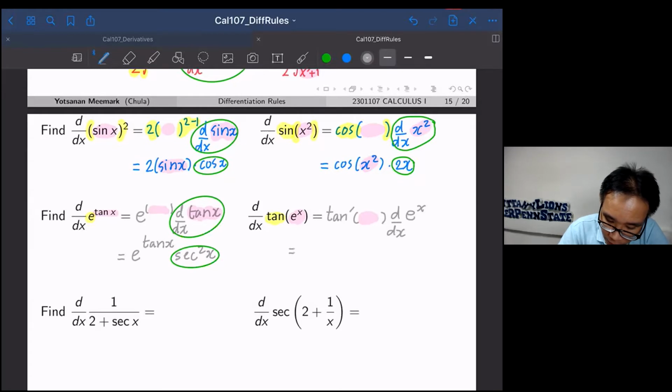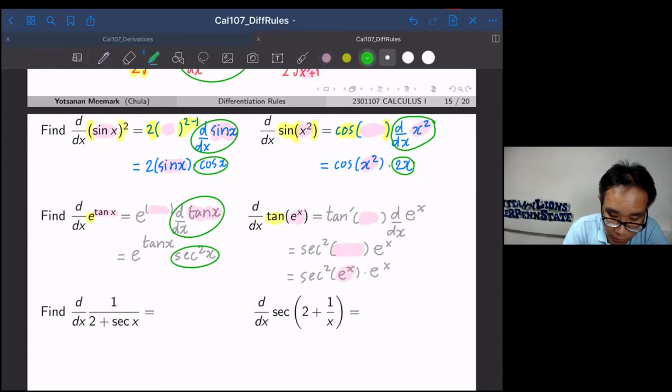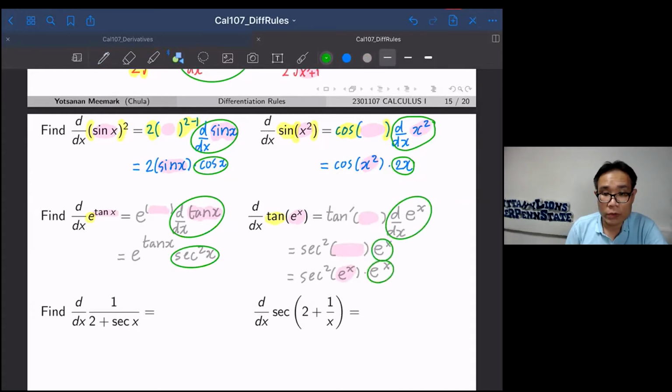And you differentiate tan, you would get secant squared of the pink guy. Okay, so you have the secant squared of the pink guy, and you differentiate e to the x, so you get e to the x. So in this case, the final answer would be secant squared of e to the x multiplied by e to the x. And this one is the derivative of e to the x. Okay, so this is how we take derivatives by using the chain rule.